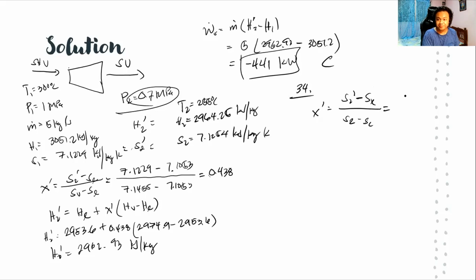So you have S2 prime, which is 7.1229 minus 7.1053, over 7.1254 and then 7.1053. We will get 0.876 quality. And then get the enthalpy.